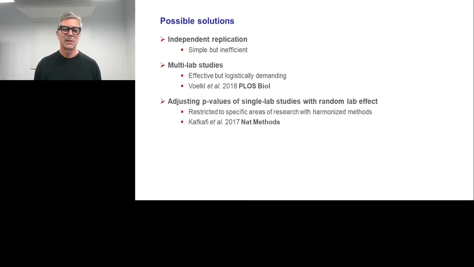Then another possibility is simply to adjust the metrics of significance, or the metrics that you apply, in order to decide whether or not your treatment had an effect. And this is something that can be applied to research areas that have highly harmonized methods, as for example, the phenotyping of mouse mutants, where a lot of independent laboratories are doing similar types of studies using similar types of tests and similar animals. And in these cases, it is possible to simply adjust the p-values of single lab studies in a way that takes the random effect of labs into account.